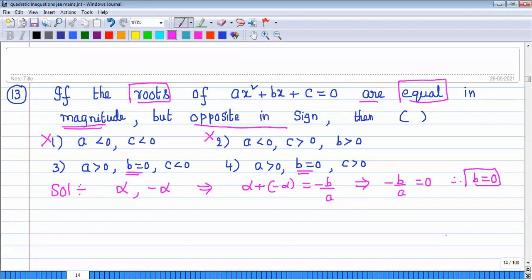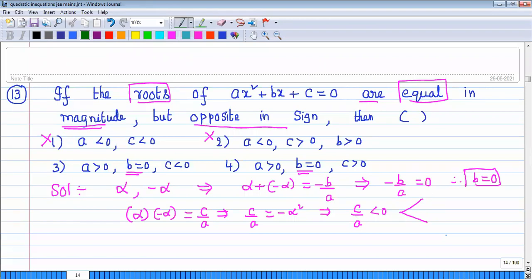Either it may be third or fourth. And one more thing, they are on opposite sides. Find the product: alpha into minus alpha is equal to c upon a. So c upon a is minus alpha square. Here alpha square is positive only, but into negative, obviously this becomes negative. C by a will be less than 0. Here two cases will arise. What are the two cases? Either c may be positive and a negative, or c may be negative and a positive.